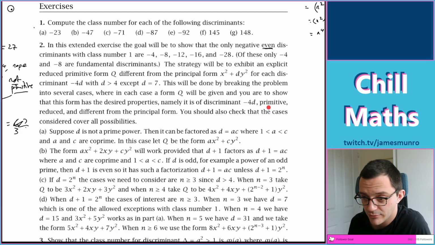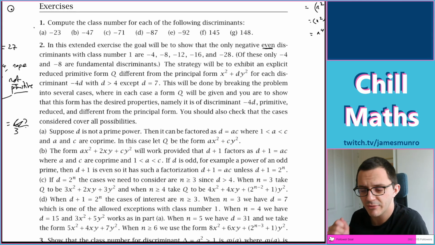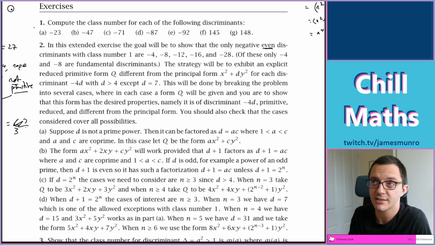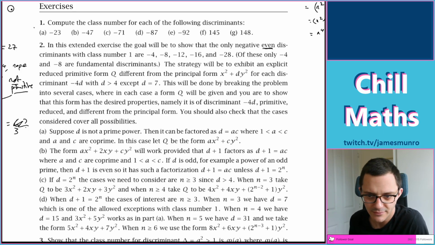Primitive, that sounds all right. Reduced, yeah, we do that based on the signs of the terms. The middle coefficient is supposed to be less than or equal to the first, which is supposed to be less than or equal to the last coefficient. And different from the principal form, yikes. Okay. You should also check the cases considered cover all possibilities.